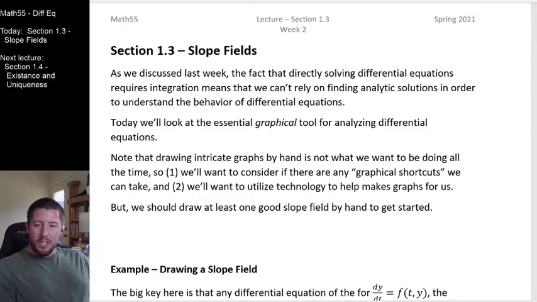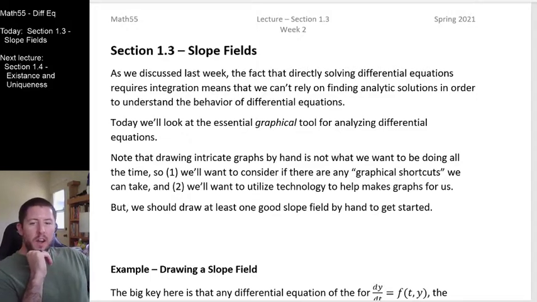What we're going to see is that drawing these graphs is painstaking. It's going to take some time and effort. This isn't just flopping a parabola out on the page. There's no quick way to do this. Drawing intricate graphs by hand is not what we want to be doing all the time. So as we go through this today, we want to ask ourselves: does it seem like there's any way to take any graphical shortcuts?